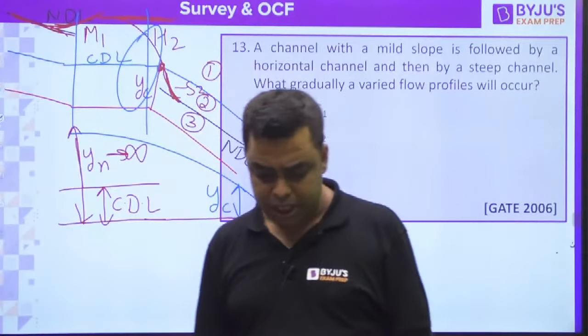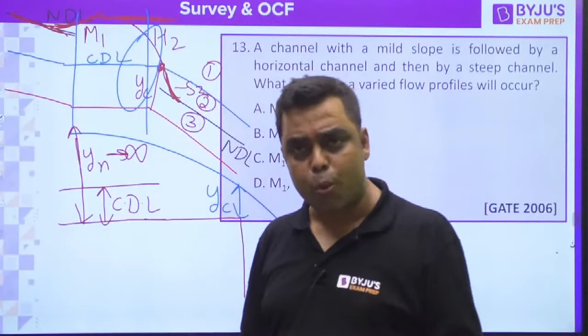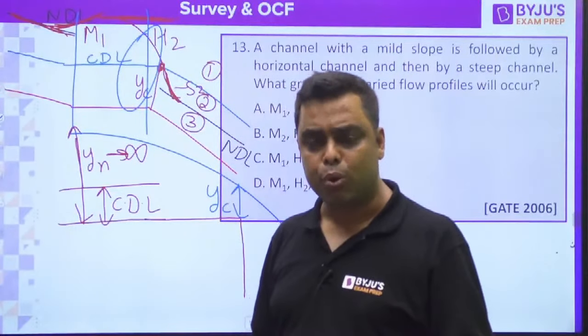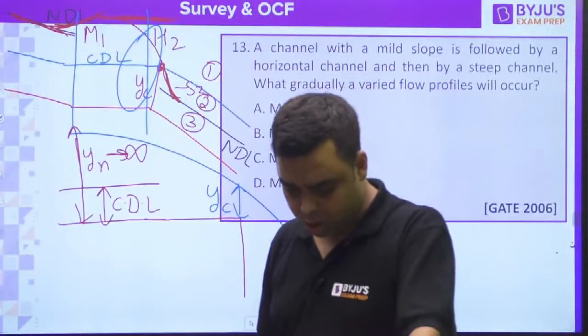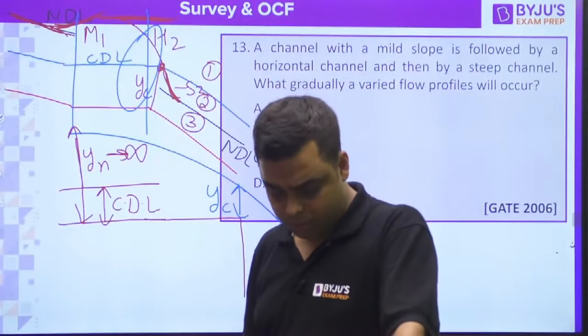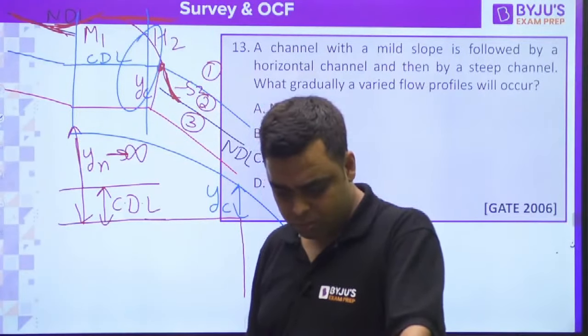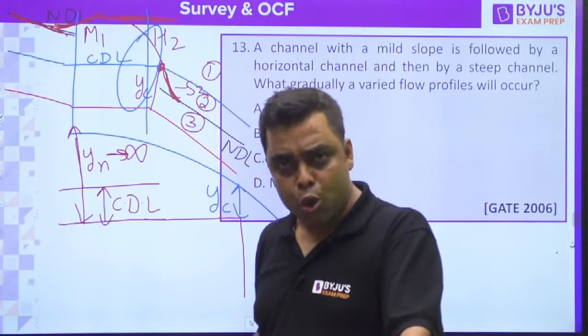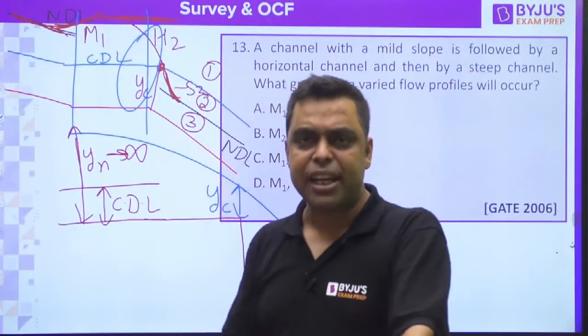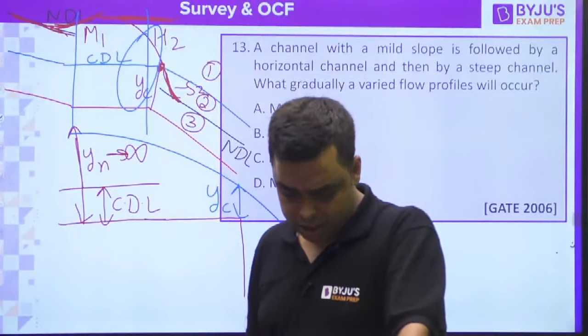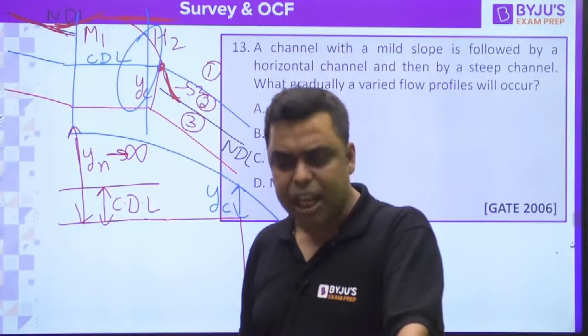Welcome, welcome Masurji. Slope horizontal. When the slope is horizontal, how can it be M2? It's not mild slope. Slope of the channel decides the profile. It decides the type of the profile.